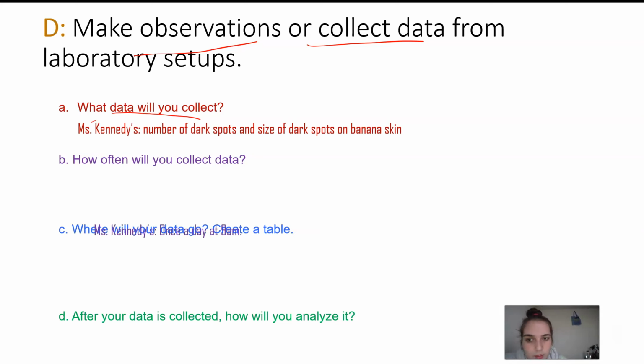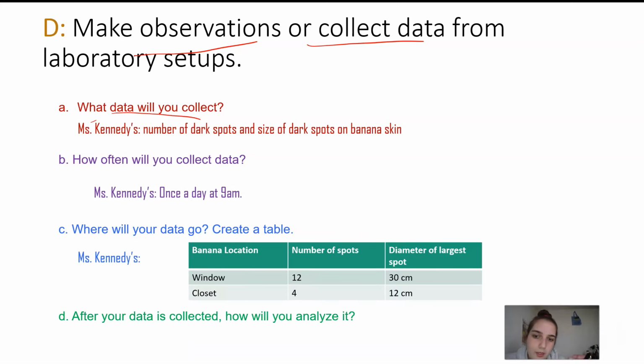How often will you collect your data? I'm going to collect mine once a day at 9 a.m. Where will your data go? Usually this is a graph or some sort of table. So for me, I made just a mini table here. So I have the banana location, whether it's the window or the closet, the number of spots that I counted, 12 for the window, and then the diameter of the largest spot.